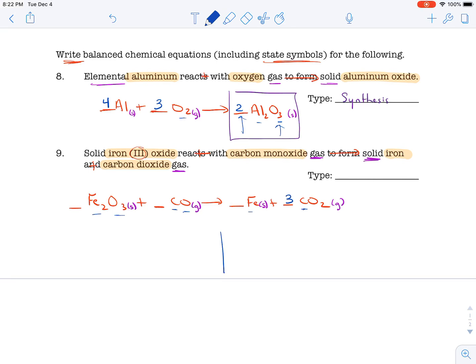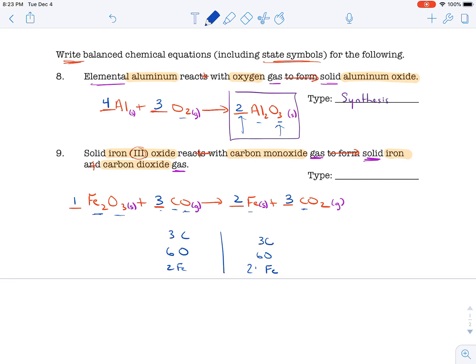And now I should be able to get 6 on this side, because I have 3 C's and 6 O's and 1 Fe currently. But if we go over here to get 3 C's over here, if I put a 3 right there, that gives me 3 C's, but that also gives me 3 plus 3, which is 6 O's. And now all I have to do is fix my Fe's. There's 2 there. Put a 2 right there. We're back to good. 2 Fe's and 2 Fe's on this side. All right. If we want to finish that with a 1, we can. A little bit tricky, but we can handle that as well.